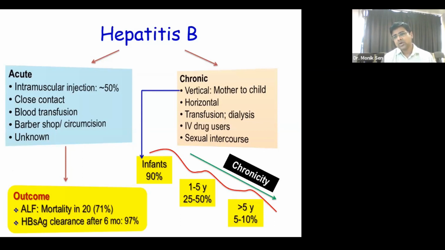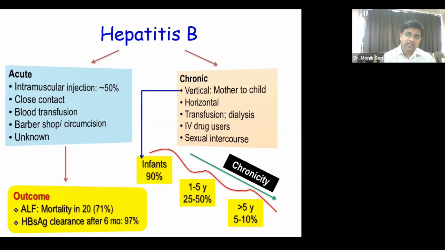And the other is chronic hepatitis B, and in children, the most common cause is the vertical transmission from the mother to the child. And if you have that sort of a phenomenon, then the chances of being chronically infected is 90%. It reduces if the exposure has come at a different age. So if you have been exposed between 1 to 5 years, the chronicity chances are 50%. And if it is beyond 5 years of age, the chronicity chances are 5 to 10%.